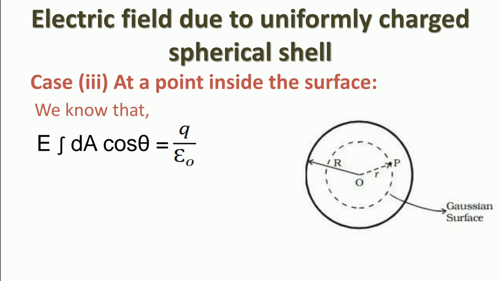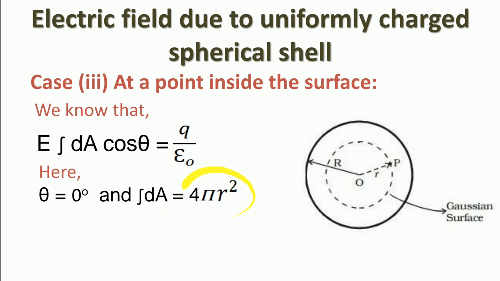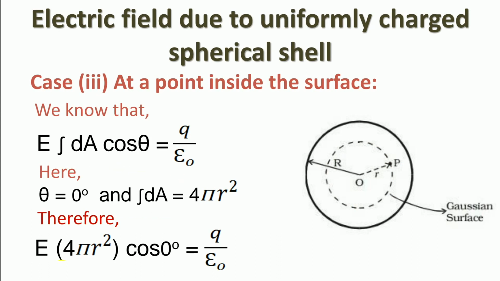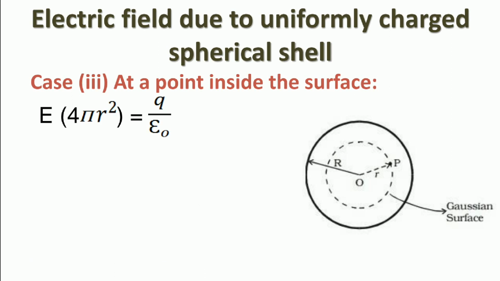So we have to apply the conditions of the area vector and electric field, where theta is always 0, and integration dA is equal to 4 pi r square. We are taking the total surface area of this small sphere, which is the Gaussian spherical surface. Now put these values in this equation. We get E into 4 pi r square cos 0 is equal to Q upon epsilon naught. Put the value of cos 0 as 1. We get E into 4 pi r square is equal to Q upon epsilon naught.